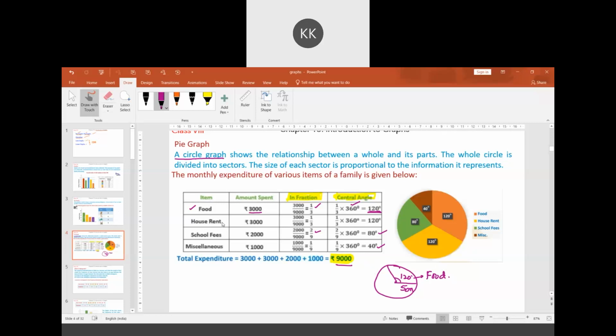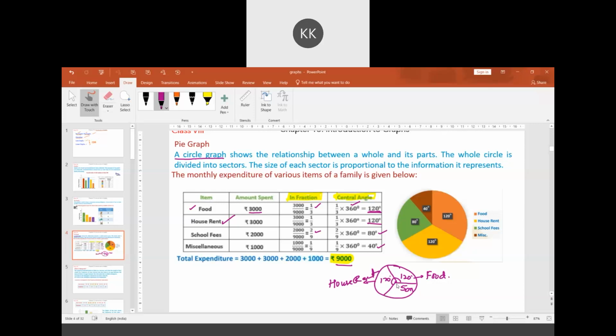In the same way, for house rent, if you want to represent the next sector, you have to place the protractor here and measure once again 120 degrees. This 120 degrees is with respect to house rent. Next we have 80 degrees.